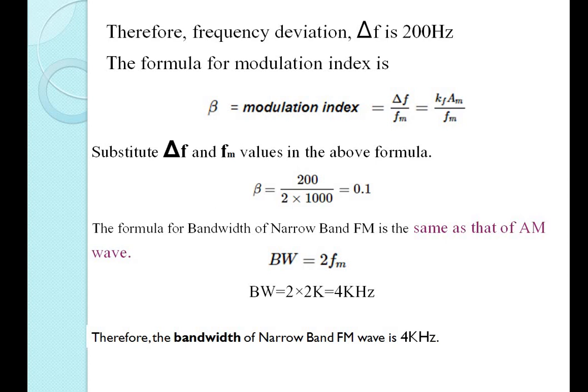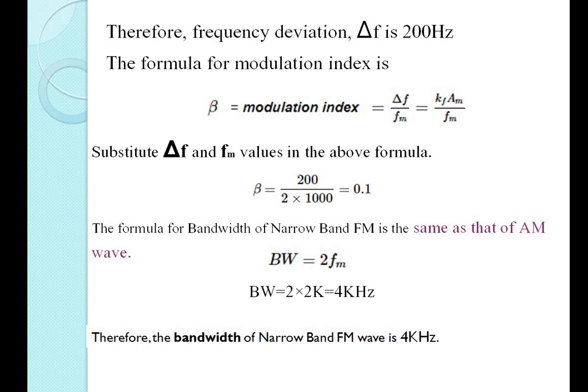And if you are having a wide band frequency modulation and you want to find out the bandwidth, then the formula will be BW is equal to 2 of delta F plus FM, that is, 2 into the frequency deviation plus your modulating frequency. Here you got beta less than 1, so you have to find the bandwidth for the narrow band frequency modulation, and you got the bandwidth as 4 kilohertz.